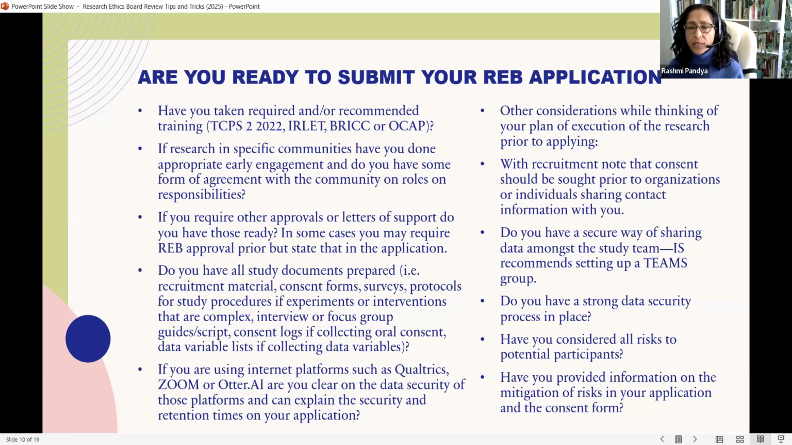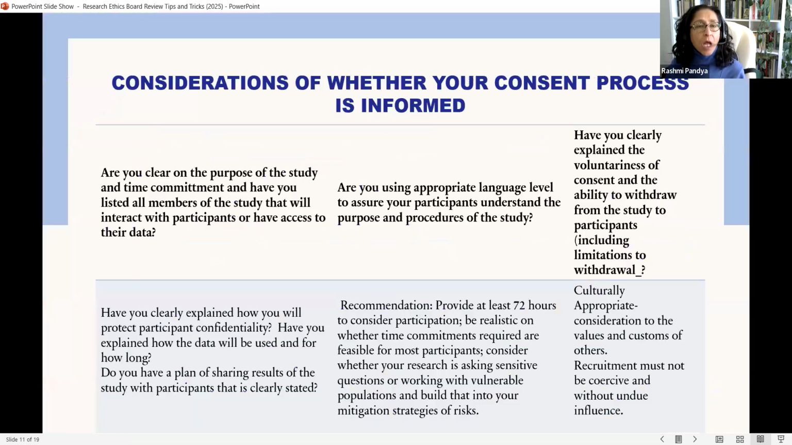So you want to always consider the potential risks, not just what is really apparent, right? When you are filling in the risk section of the application, you always want to account for that in the consent form, and have some sort of mitigation strategies for risks in your application and in the consent form, please. Things to think of when you're trying to determine if your consent process is informed.